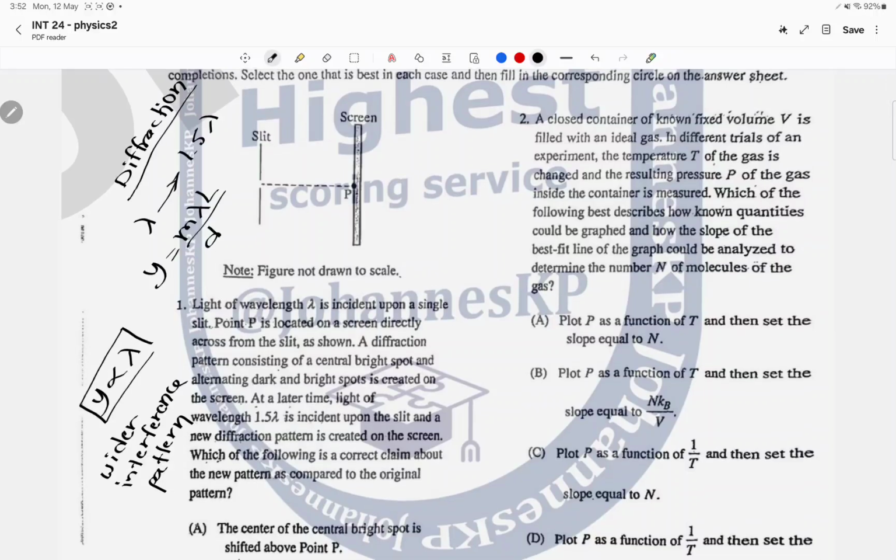Question 2. A closed container of fixed volume V is filled with an ideal gas. In different trials of an experiment, the temperature of the gas is changed and the pressure inside is measured. But the volume is fixed. So PV is equal to nRT, correct? When the volume is constant, P is going to be directly proportional to T. More T gives you more pressure.